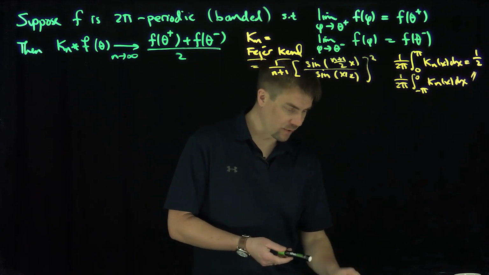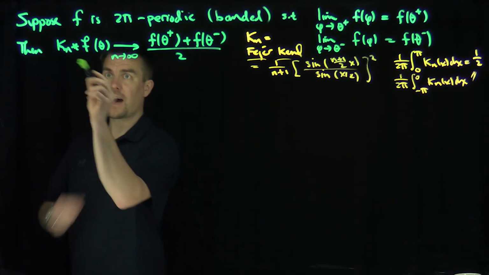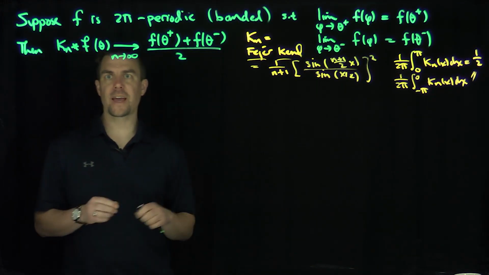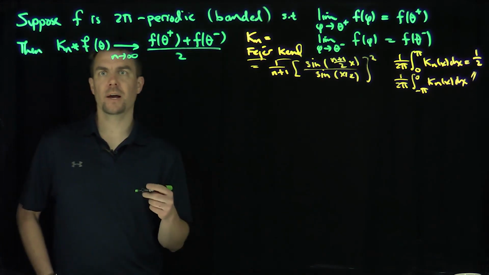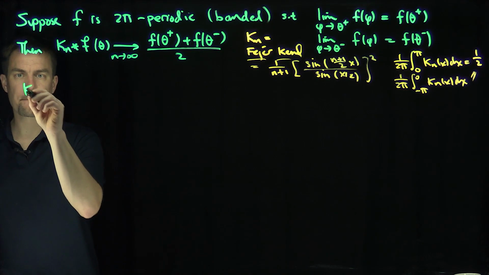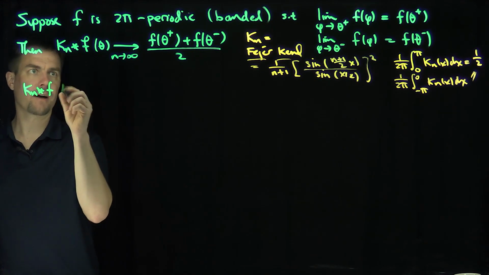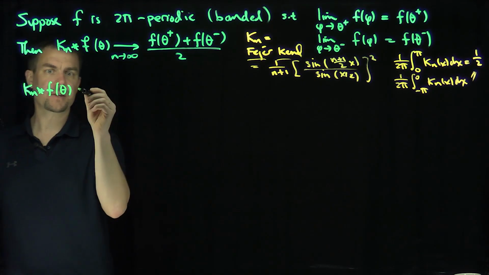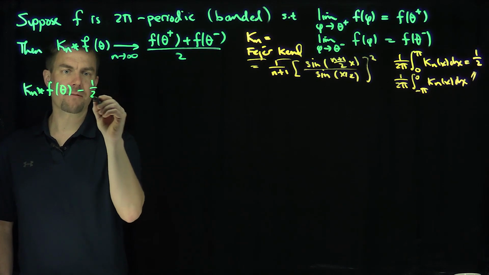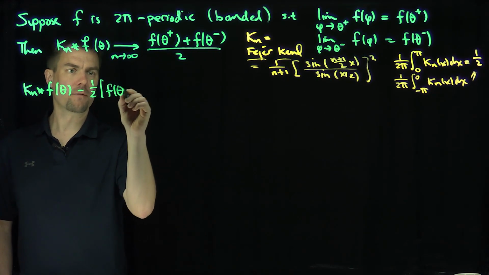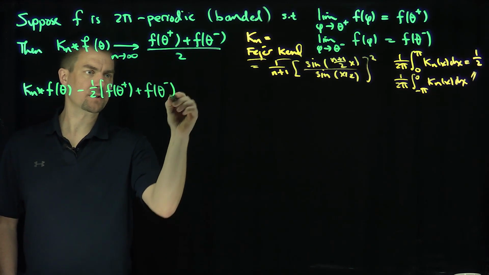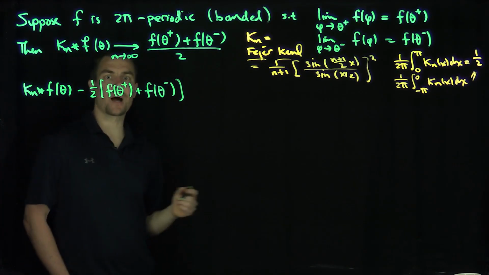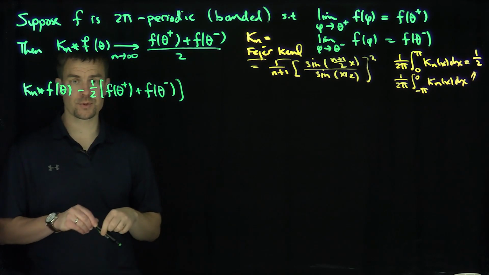Now, how are we going to prove this? Let's write down the difference of Kn convolution f at theta and these values. So what's Kn convolution f of theta minus this average, minus 1/2 the average of f of theta plus and f of theta minus? I'm going to break this average into 2 parts, and let's see what happens.